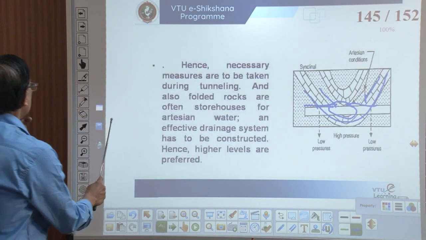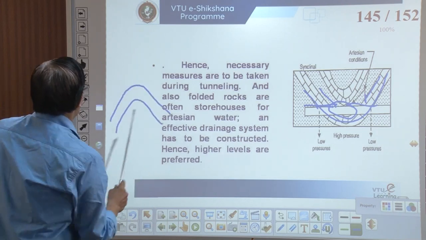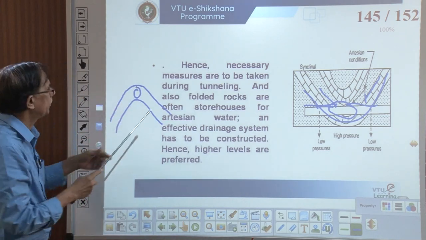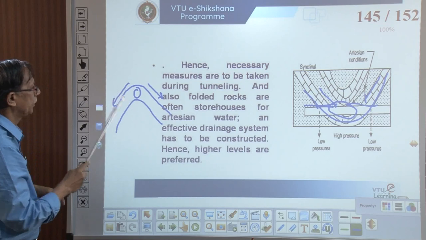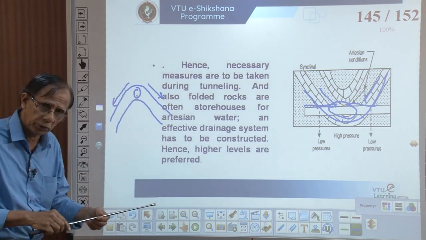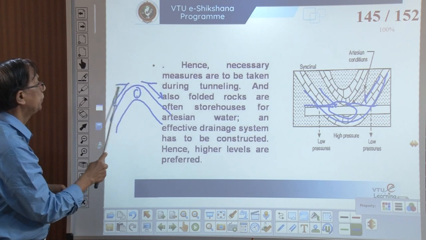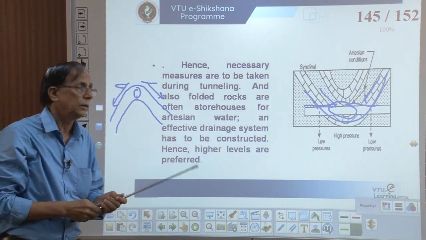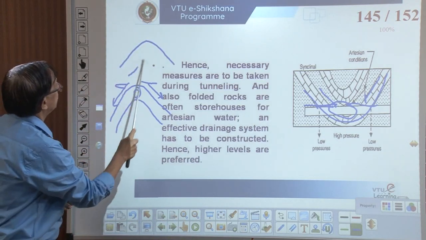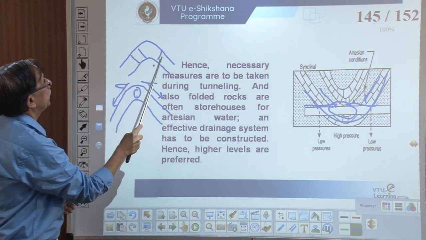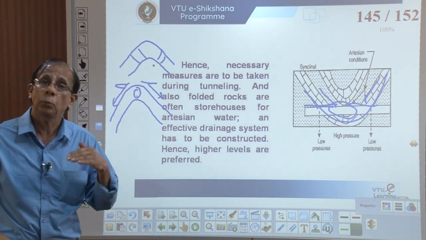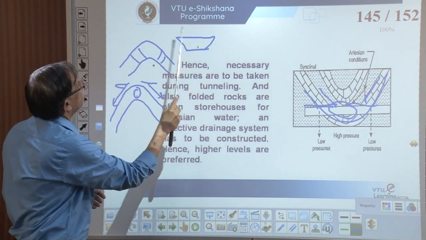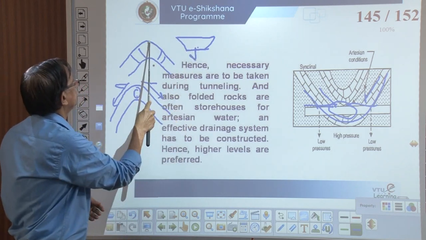One more. If a tunnel is passing all along the anticlinal axis, it is fine. Water has a tendency to move away from each other, no rush of water into the tunnel. Second, because of tensional force, rocks are weak, easy to excavate. And because of this, rocks often develop a wedge-shaped joint pattern. Because of the wedge-shaped joint pattern, these joint blocks are self-keyed. They do not slide into the tunnel.